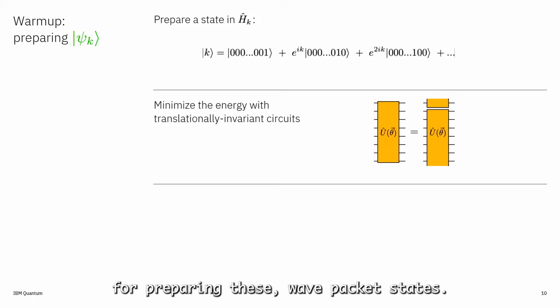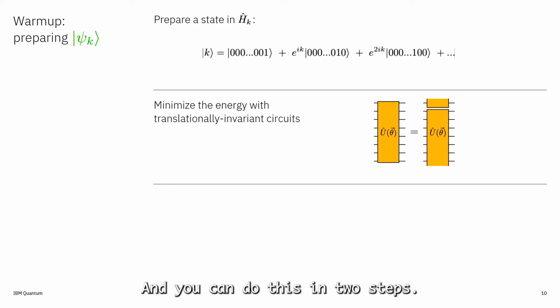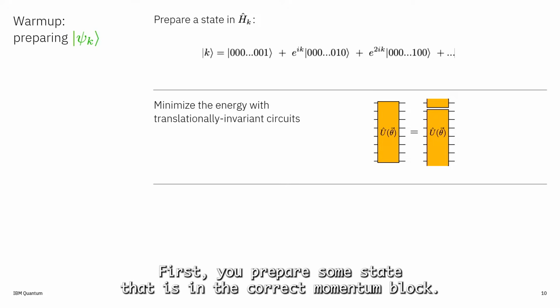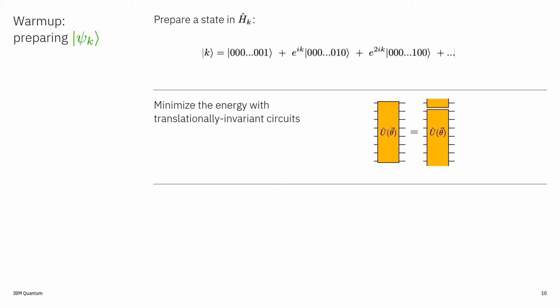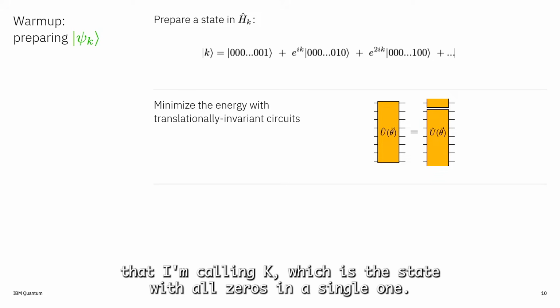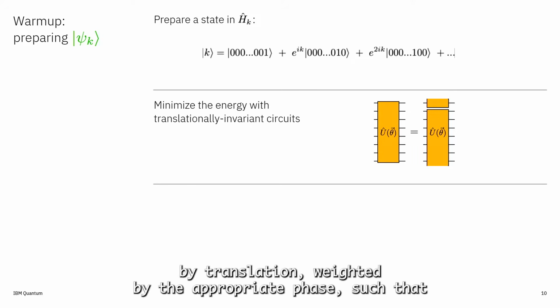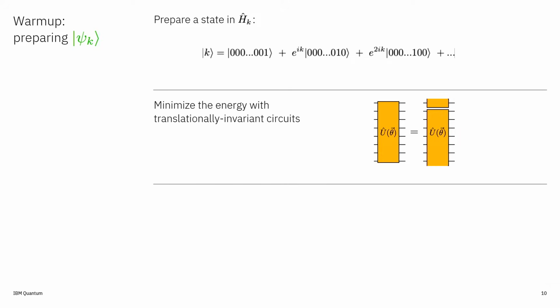So as a warm-up for preparing these wave packet states, first let's talk about preparing one of these plane wave states psi k. And you can do this in two steps. First, you prepare some state that is in the correct momentum block, hk. And one easy state to do is this state that I'm calling k, which is the state with all zeros and a single one, and the superposition of that with all states related to it by translation, weighted by the appropriate phase, such that it is a state of definite momentum k.